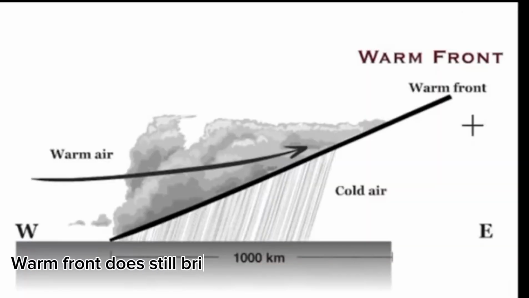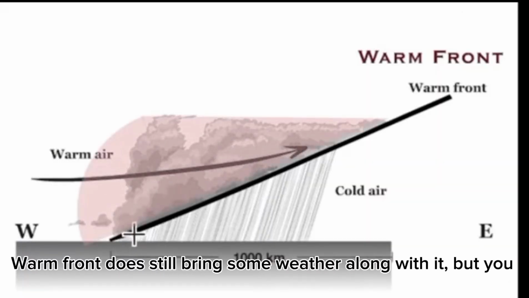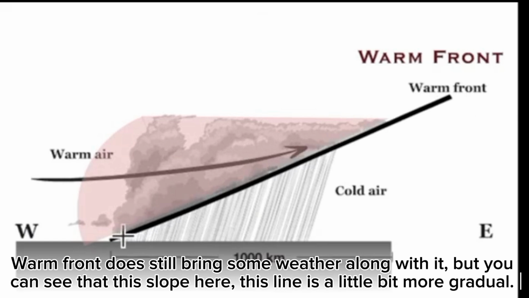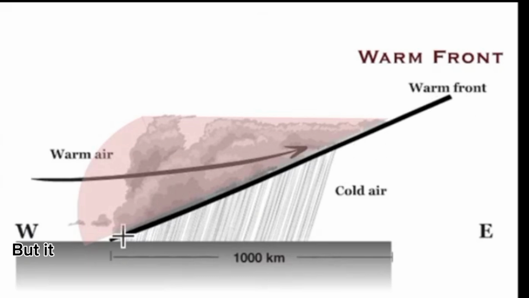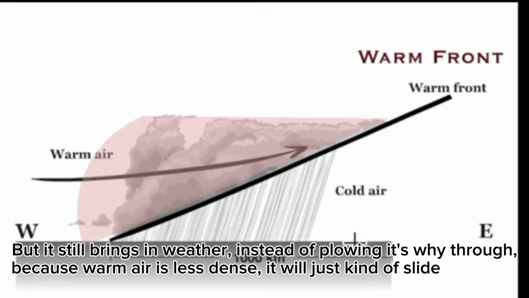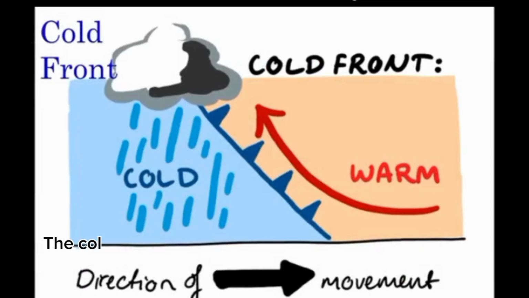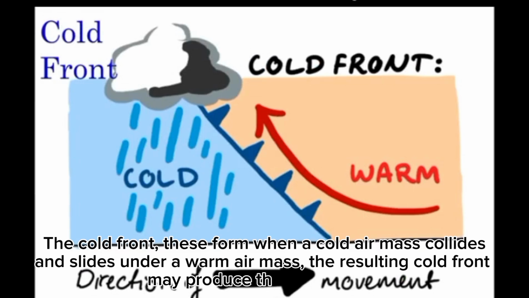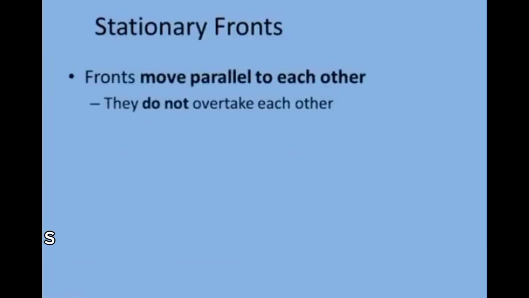A warm front does still bring some weather along with it, but you can see that this slope here, this line, is a little bit more gradual, but it still brings in weather. Instead of plowing its way through, because warm air is less dense, it will just kind of slide over this cold air. The cold front is formed when a cold air mass collides and slides under a warm air mass. The resulting cold front may produce thunderstorms.